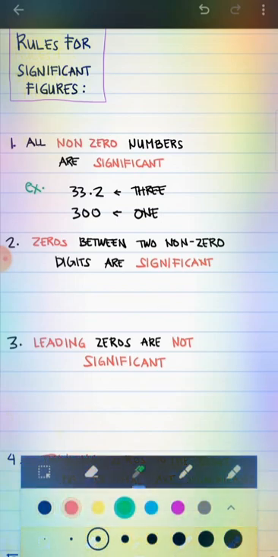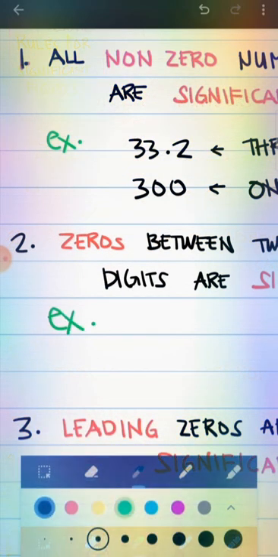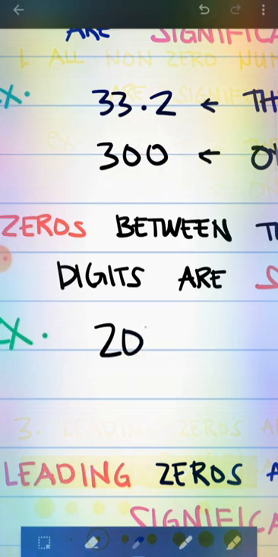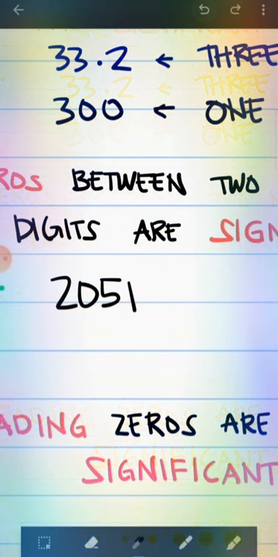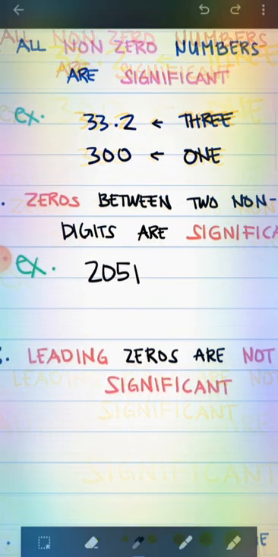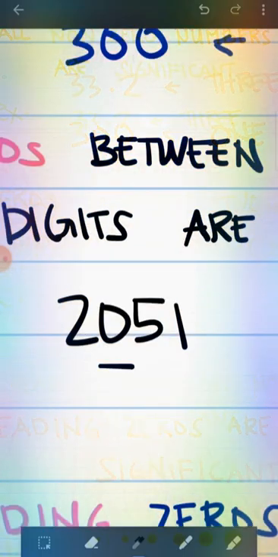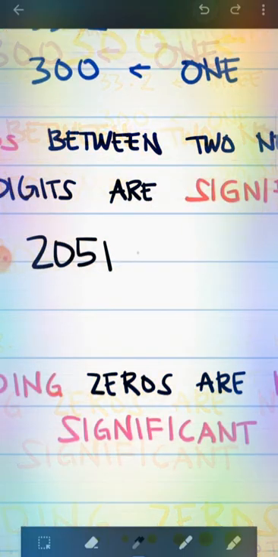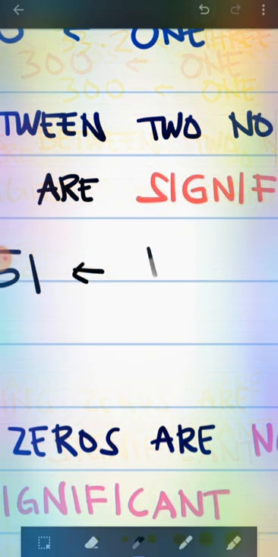Zeros between two non-zero digits are significant. So what do you mean by that? Suppose we have 2051 as our example. This 0 is in between 2 and 5, which are non-zero digits. Therefore, this 0 becomes significant. And thus, this 2051 has 4 significant figures.